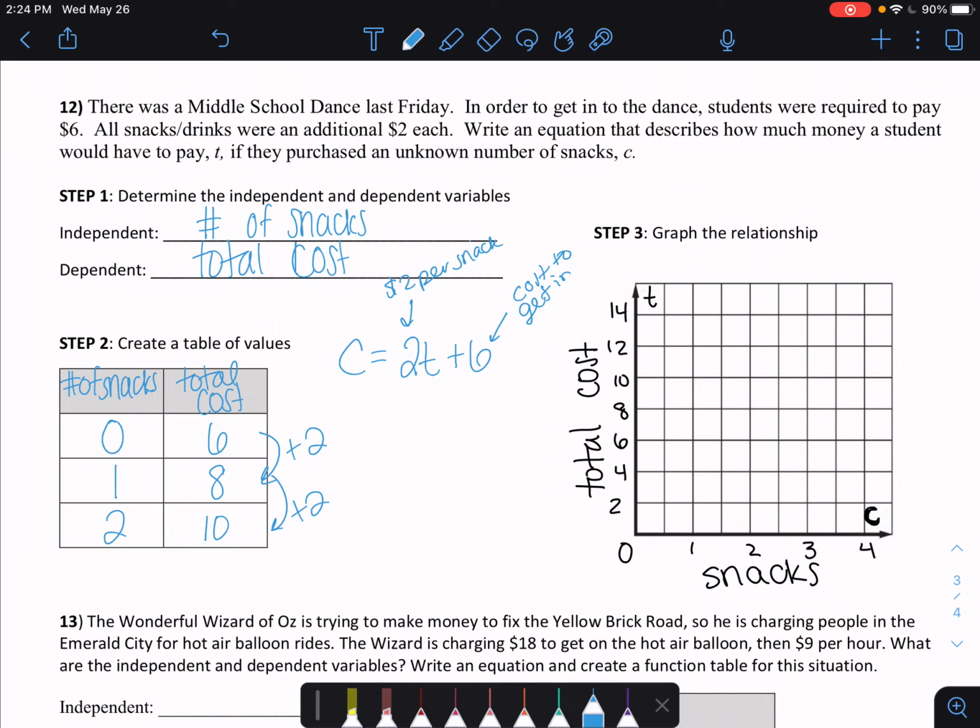Now I'm going to graph it, so (0, 6). So if I don't get any snacks, if I get 1 snack, and if I get 2 snacks, and then I'm going to connect the dots.